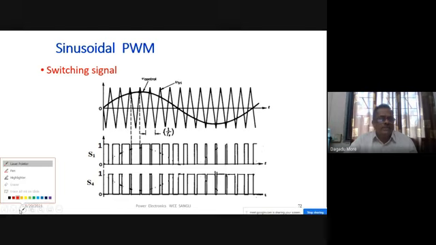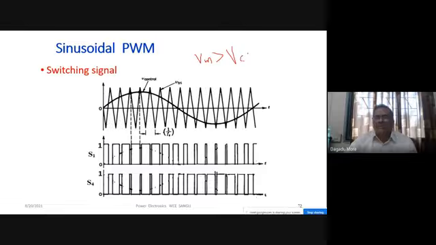So we can just put the logic here. Let us call it Vm. Vm is greater than V carrier. What will be our output? Output will be a +1. Okay, it is a +1.